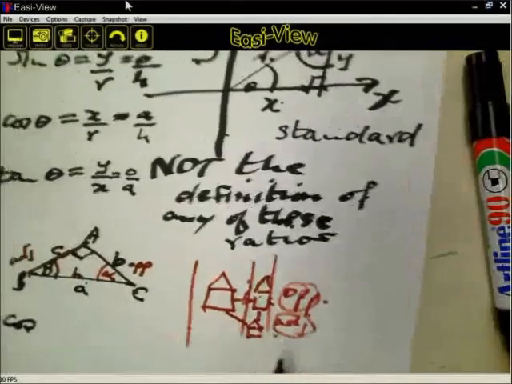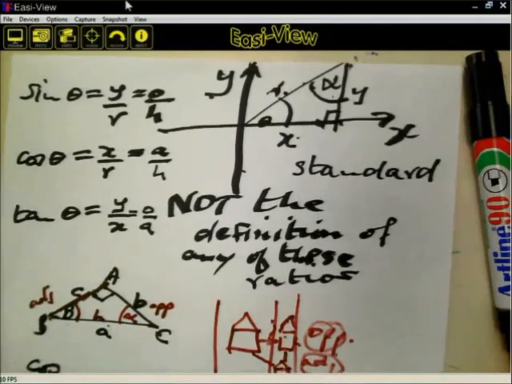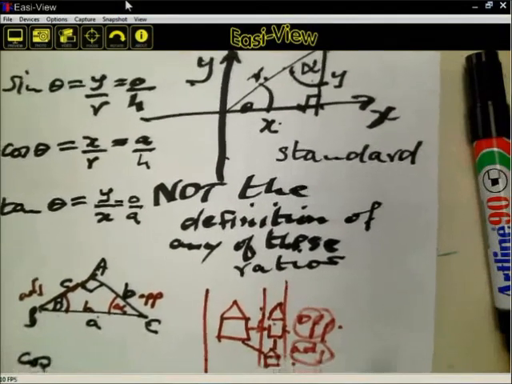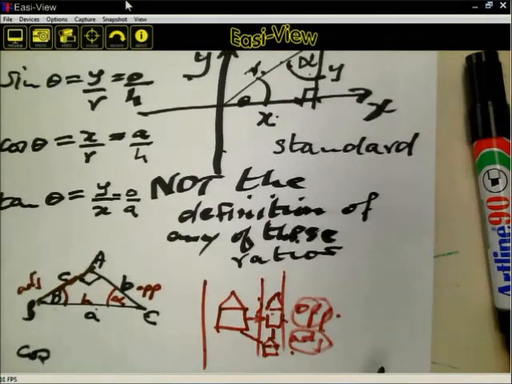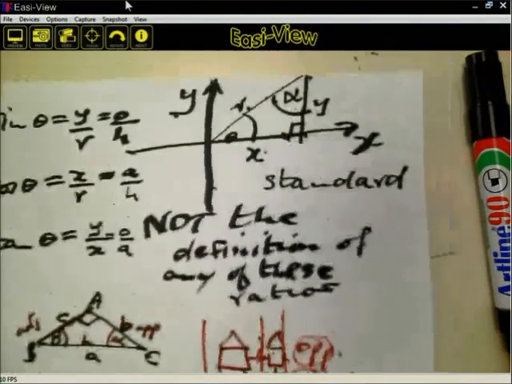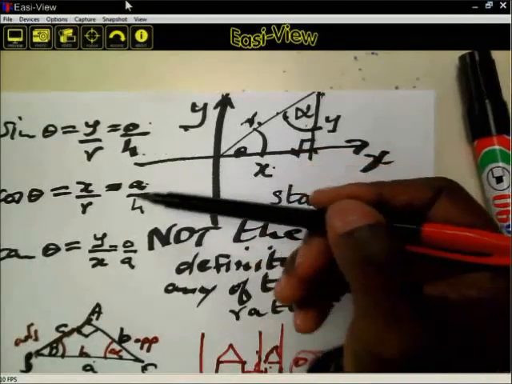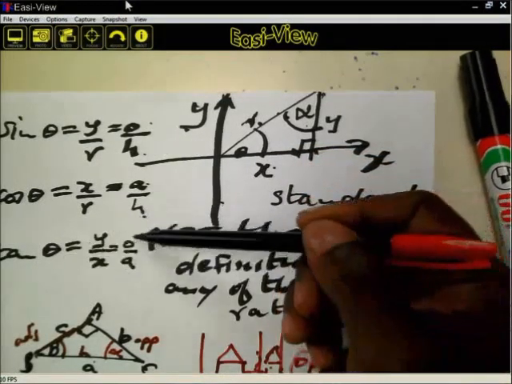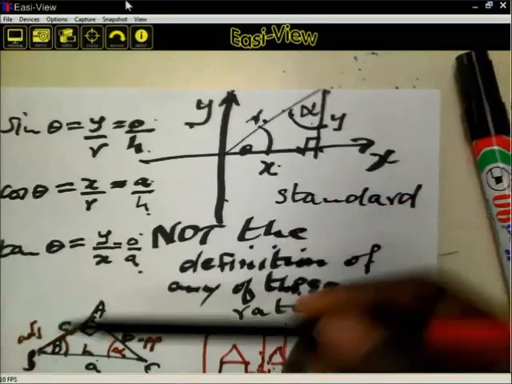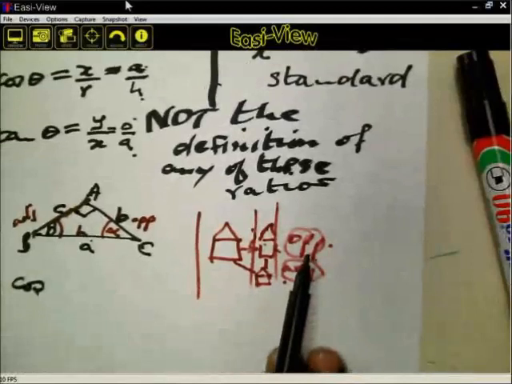So these three-dimensional problems are not difficult. You have first a right-angled triangle, and then you have a non-right-angled triangle. In the right-angled triangle, we use the definitions, the very definitions I'm talking about: opposite over hypotenuse, adjacent over hypotenuse, and opposite over adjacent. But in a non-right-angled triangle, we often, most of the time, use the sine rule.